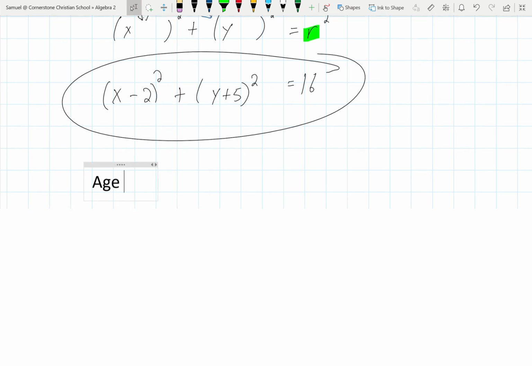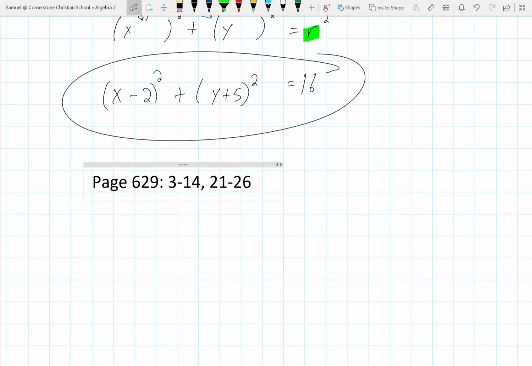The homework is going to be page 629, and that is 3 through 14, 21 through 26. If you have any questions, please just be sure to send me the problem along with your question, and I can answer it, work through it for you or with you.